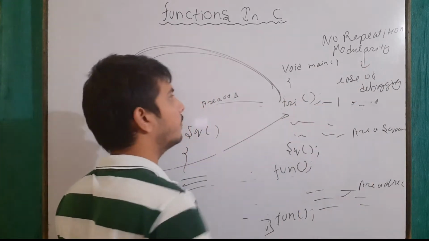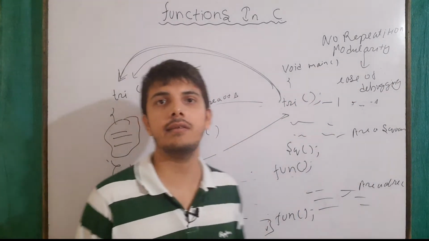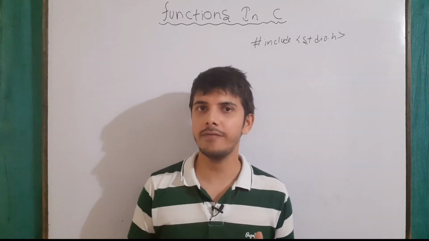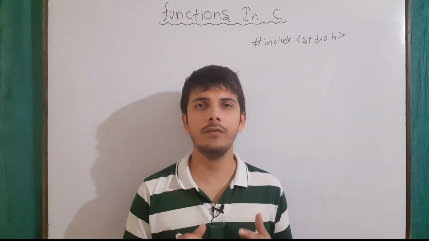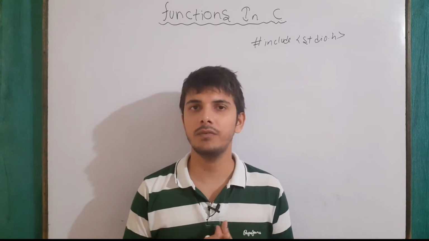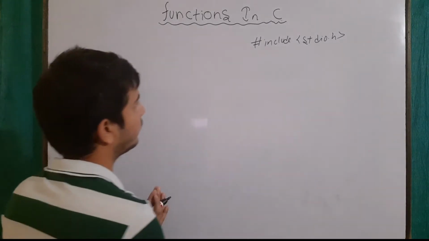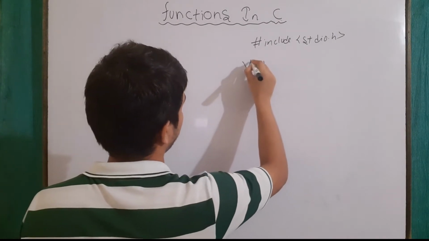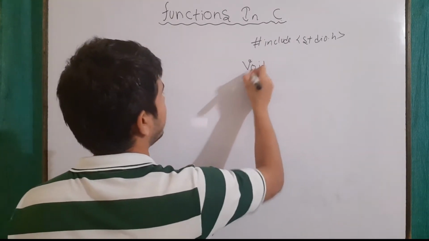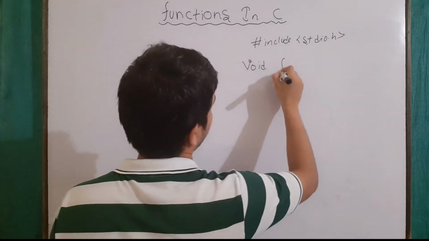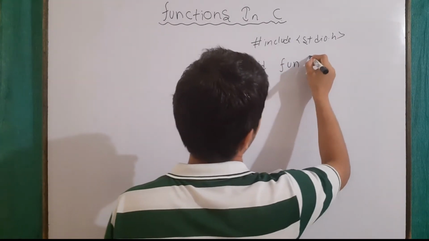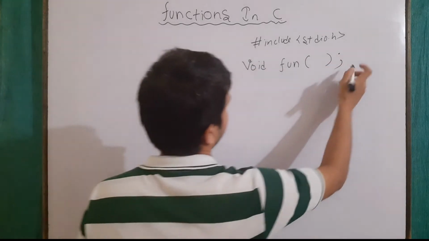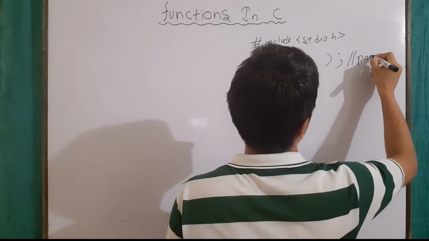Okay, so these are some benefits of using functions. Now let's see how functions are actually used in C programming. Before defining or calling the function, we have to first write the prototype of the function. First there is the return type. Let's say the return type right now is void. Then the name of the function, let's say it is fun, then parenthesis and then a semicolon. This is the prototype of the function.